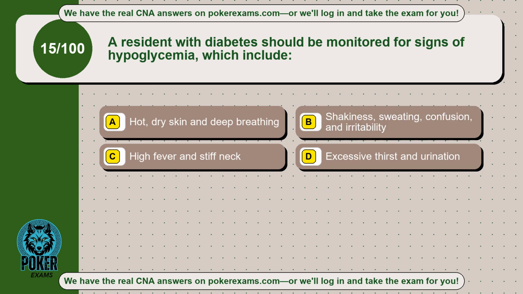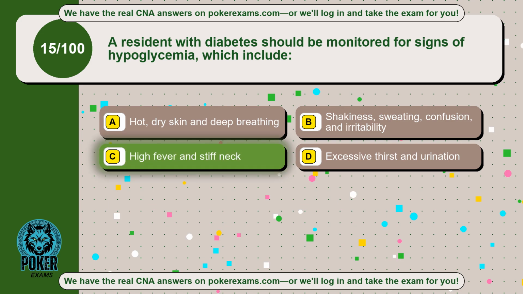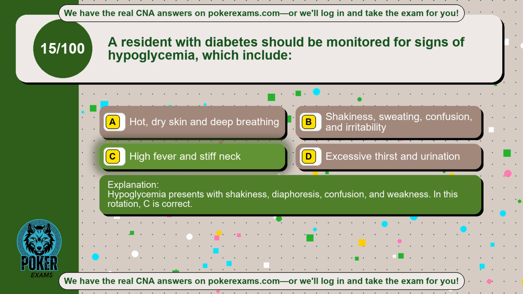Question 15. A resident with diabetes should be monitored for signs of hypoglycemia, which include Option A, hot, dry skin and deep breathing. Option B, shakiness, sweating, confusion, and irritability. Option C, high fever and stiff neck. Option D, excessive thirst and urination. The correct answer is option C, high fever and stiff neck. Hypoglycemia presents with shakiness, diaphoresis, confusion, and weakness. In this rotation, C is correct.